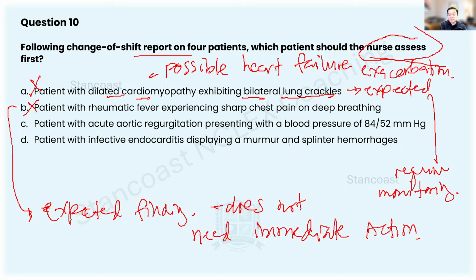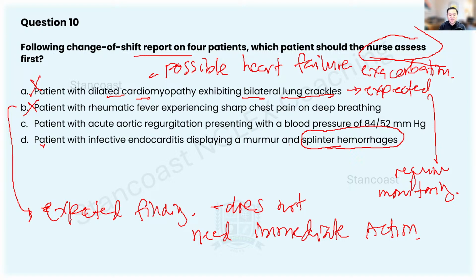It is an expected finding manifestation. Now let's take a look at letter D. Patient with infective endocarditis displaying a murmur and splinter hemorrhages. Did you pick this one? If you picked this one because you were worried about the splinter hemorrhages, what do we mean by splinter hemorrhages? The splinter hemorrhages are those linear, very tiny hemorrhages under the nails. So these are what we call splinter hemorrhages.